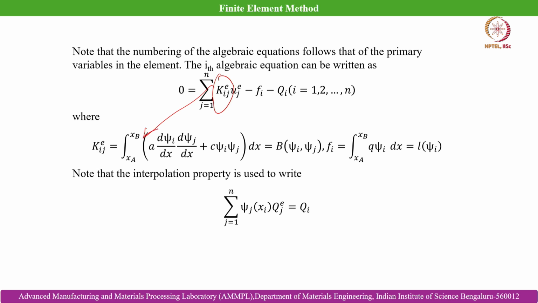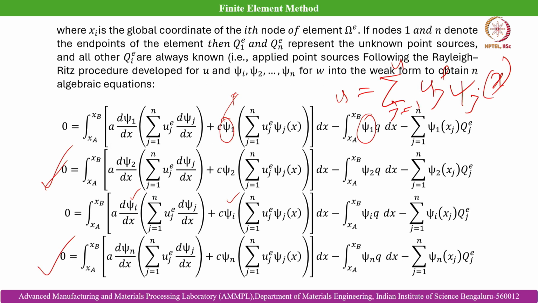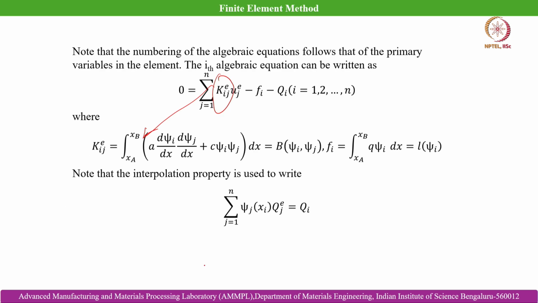k_ij you can get from here. If you compare it with this expression, specifically this nth expression, then you can get that k_ij is nothing but the integral of a d psi_i/dx d psi_j/dx plus c psi_i psi_j dx, plus b psi_i psi_j. That means it is again a bilinear term like we told before, and f_i is the integration from x_a to x_b of q psi_i dx, that is the force vector or source vector.